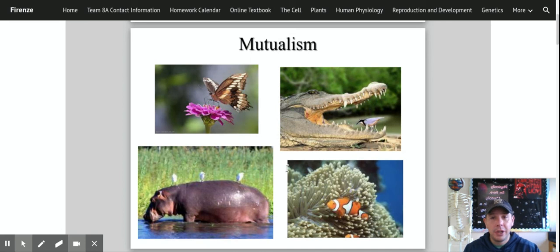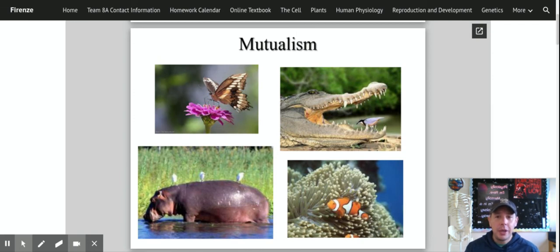So while the bird is playing dentist, the alligator is going to protect the bird. Same thing is happening over here with the hippo. We've got a couple birds on top of the hippo here. Now, hippos are one of the most territorial, violent organisms on the planet. If you go near them, they will attack you. These birds aren't being attacked, because what they're doing is they're giving the hippo a shower.